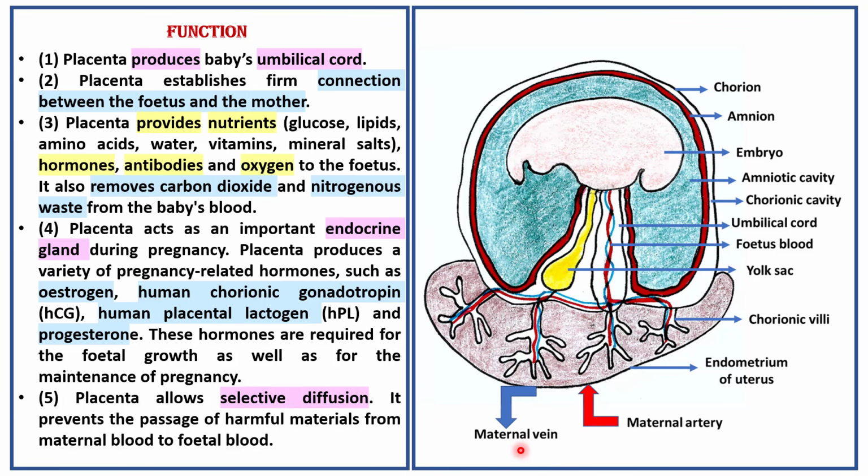Placenta acts as an important endocrine gland during pregnancy. Placenta produces a variety of pregnancy-related hormones such as estrogen, human chorionic gonadotropin (HCG), human placental lactogen (HPL), and progesterone. These hormones are required for the fetal growth as well as for the maintenance of pregnancy. Placenta allows selective diffusion. It prevents the passage of harmful materials from maternal blood to the fetal blood.